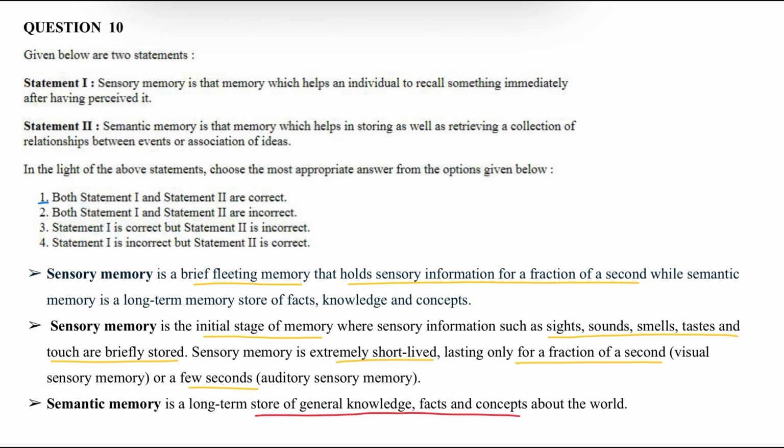Now, statement 1 is correct. Sensory memory is a memory which helps an individual to recall something immediately after having perceived it. Statement 2. Semantic memory is a memory which helps in storing as well as retrieving a collection of relationships between events or association of ideas. So statement 2 is also correct. Here both statements are correct. The correct answer is option 1.